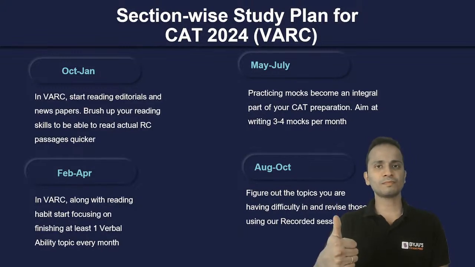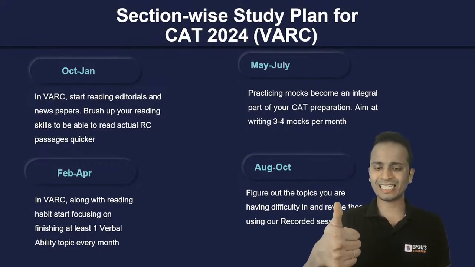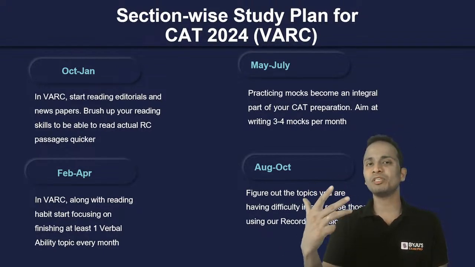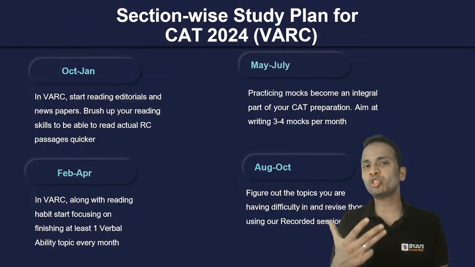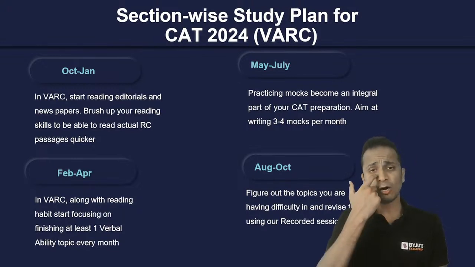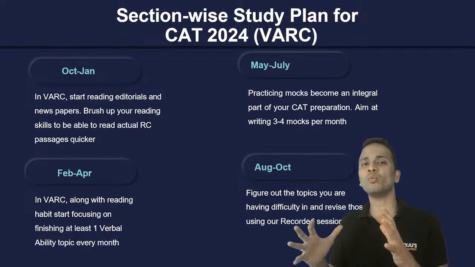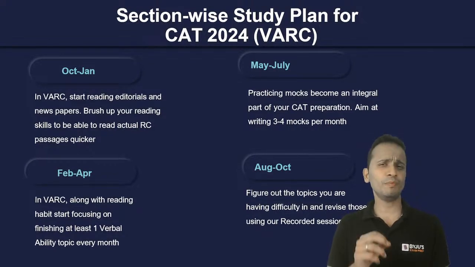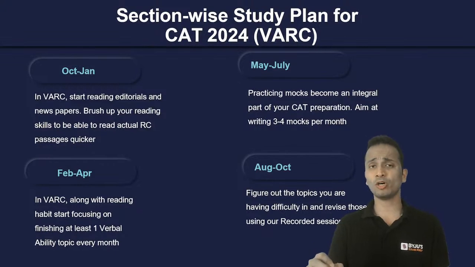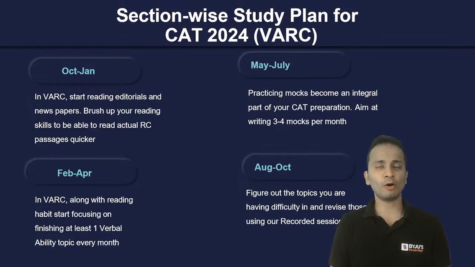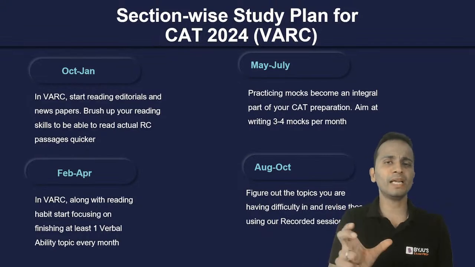So the first part, for any student who is watching this session right now: October, November, December, January. This is the most crucial time with respect to all the three sections. In these 4 months, you can work on building up your fundamentals. If you miss these 4 months, it will be very difficult for you to cope up because you will not have enough time left for all of it. So these 4 months, simply work on building up your fundamentals.